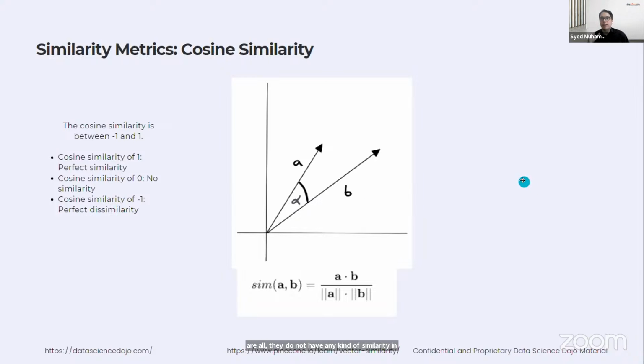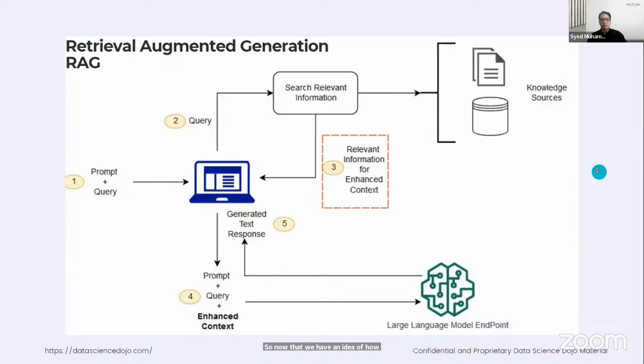So now that we have an idea of how the metrics are computed, let's look at a real world example where vector databases are used. In LLM applications, there's a particular architecture that is very common, which is called the RAG architecture. And inside this RAG architecture, which is our retrieval augmented generation, vector databases are very popularly used.